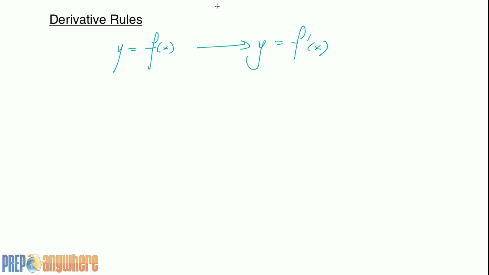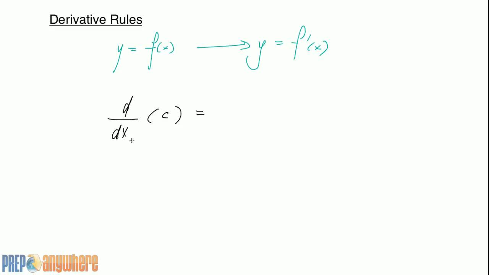Now, I don't know if you noticed, a lot of them are very similar in pattern, in how you do them. So there's actually a lot of nice rules to speed this up. The first one is the derivative of a constant.